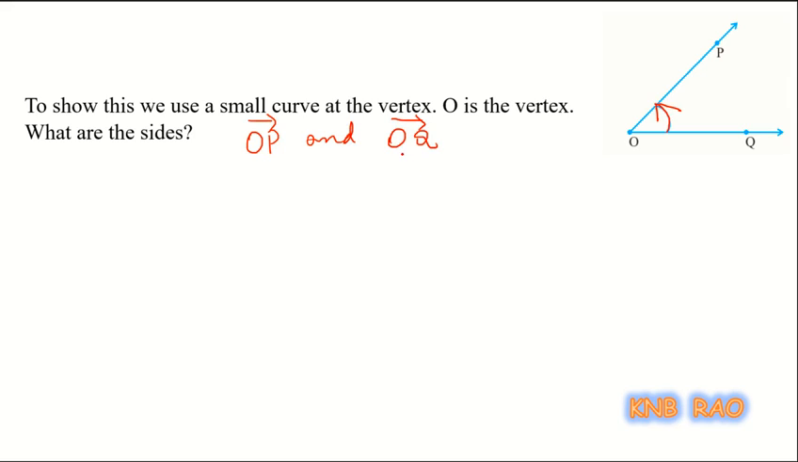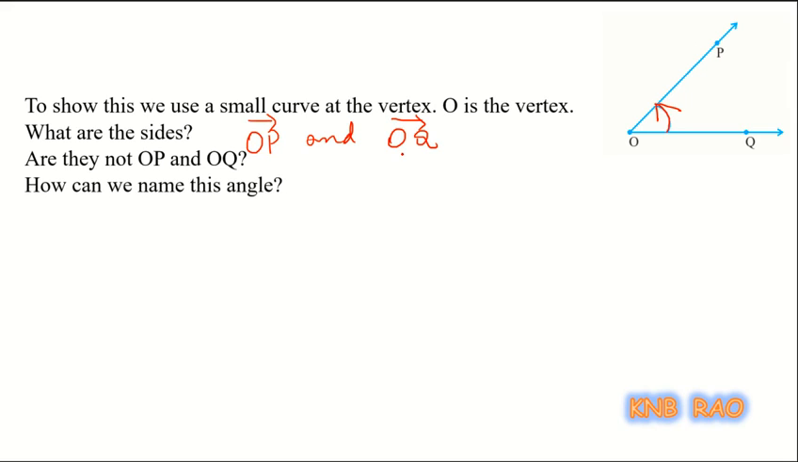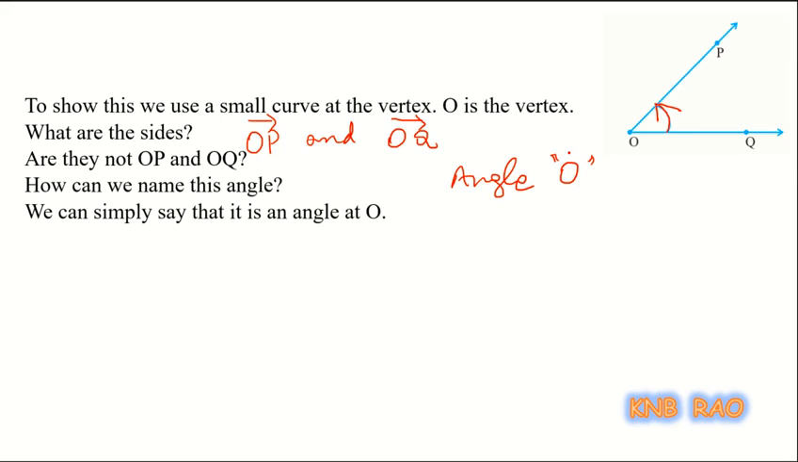Next, are they not OP and OQ? Yes, they are. How can we name this angle? Tell me. Children, remember, this angle can be simply said as angle O, using its vertex, or angle at O. But to be specific, we need these three letters also.